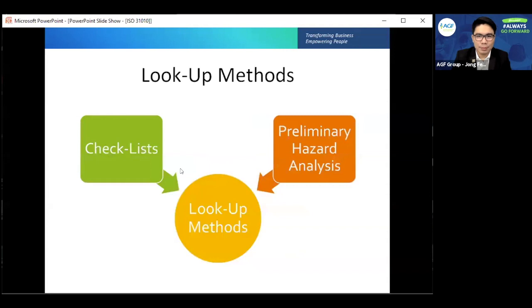We have the lookup methods. You just check whether something exists or not. It's a checklist. These are basic analyses. You have criteria, you find something, and you compare it. That's all it is. There are so many checklists, and they're usually used for preliminary checks like the preliminary hazard analysis, and any other risk analysis checklist. You just set criteria and see whether it exists or not. It answers right away what you need.